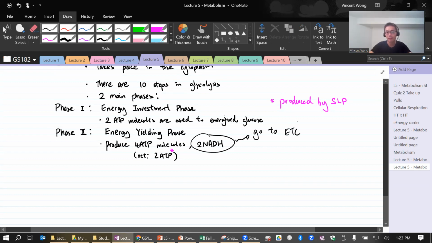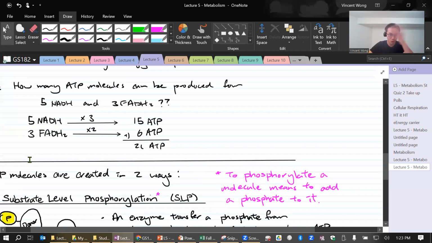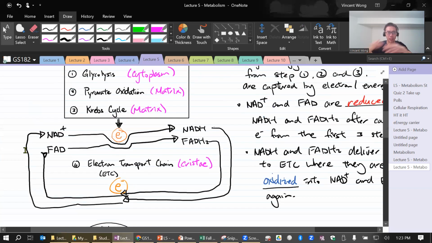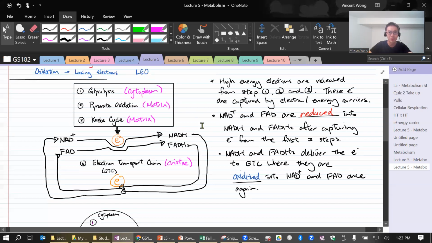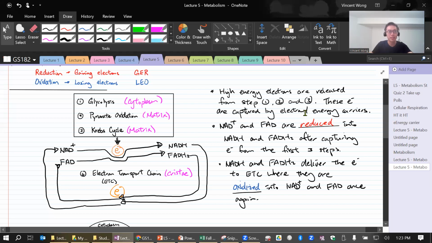ETC. Let me just go back to show you. I'm just trying to relay everything for you so that you can build upon it. I know it's a lot of information, and I'm sorry, but that's what the ministry said you have to learn. So here we get the first 3 steps, releasing the electrons. NAD plus picks them up, becomes NADH, and then it will drive them to the ETC where they get off.